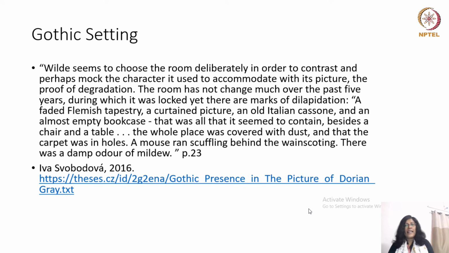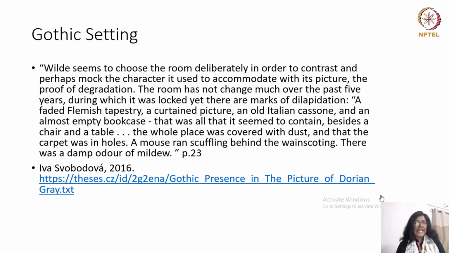Yet there are marks of dilapidation: a faded Flemish tapestry, a curtained picture, an old Italian cassone, and an almost empty bookcase. That was all that it seemed to contain, besides a chair and table. The whole place was covered with dust, and the carpet was in holes. A mouse ran scuffling behind the wainscoting. There was a damp odor of mildew. The room, the schoolroom, is chosen by Dorian Gray to house that portrait, to hide away that portrait.